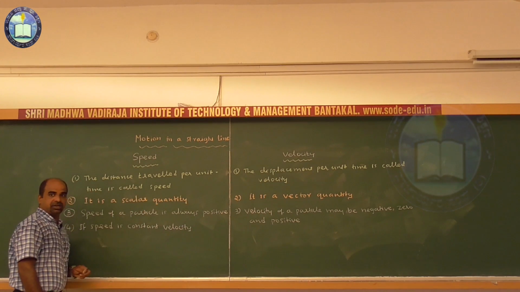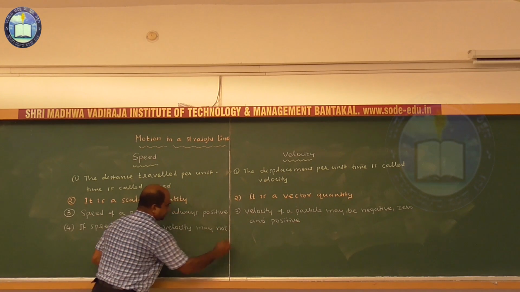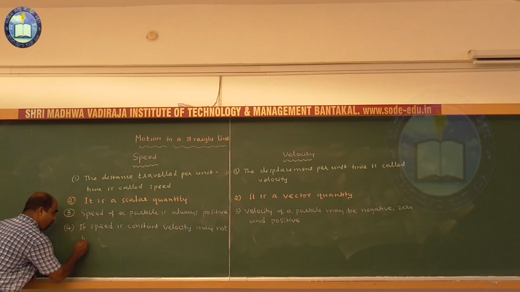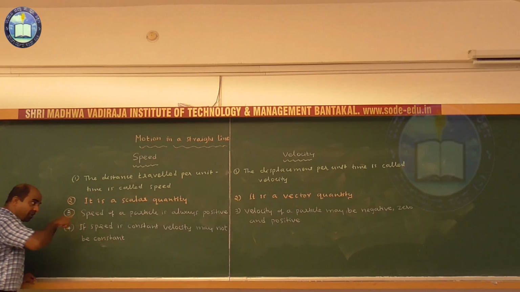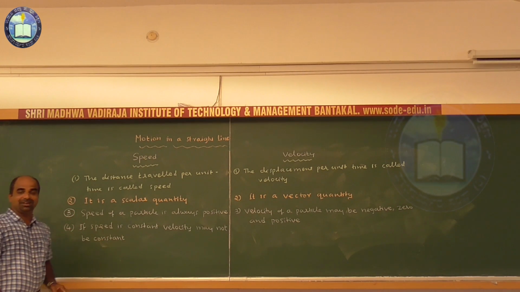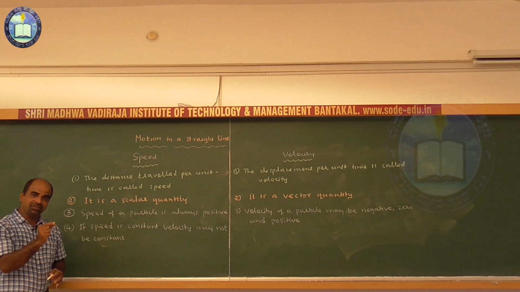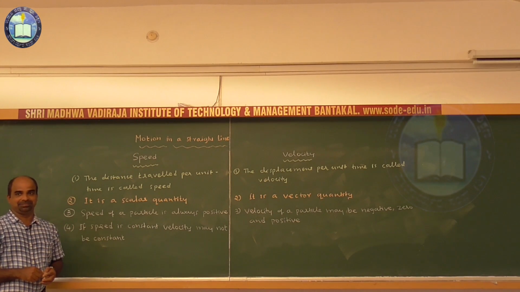If speed is constant, velocity may not be constant. I will explain it later by using an example. Okay? If speed is constant, velocity may not be constant. Why? Speed constant means only the magnitude is constant, because speed has only magnitude.